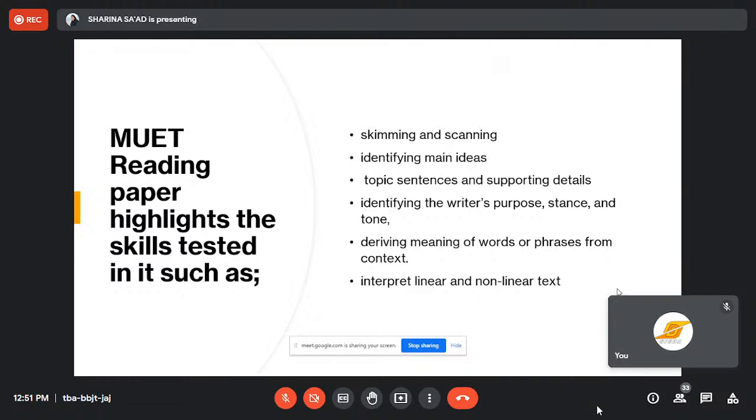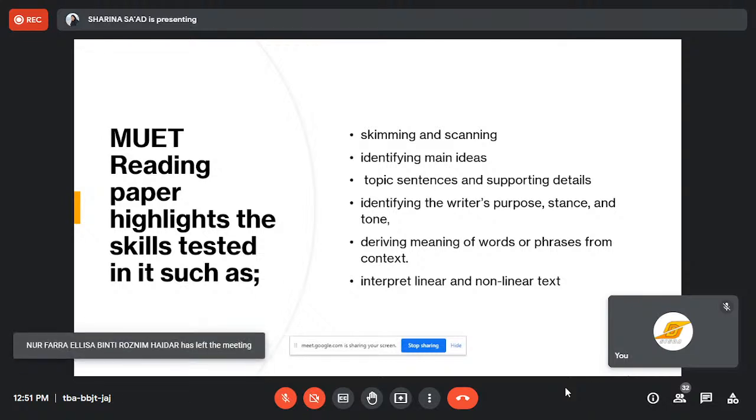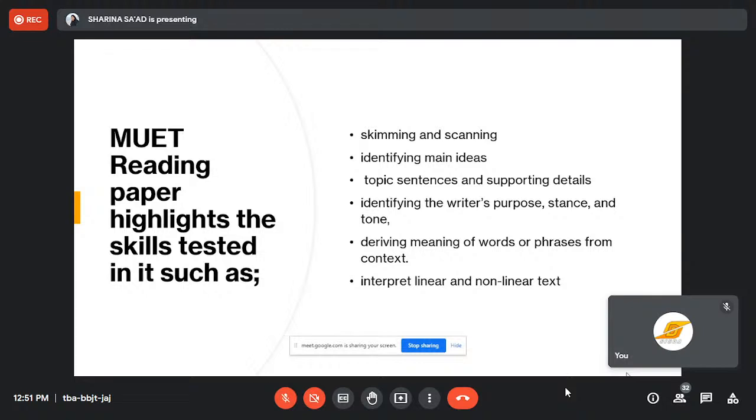Skimming is for you to look for the important points, the main ideas. Scanning is for you to look for the details of the information. Skimming for the main ideas, scanning for the details. Then you should be able to identify the main ideas. For example, you read the paragraph, you have to know the topic sentence. If the topic sentence is not stated, you have to read and then ask yourself, what is the paragraph about? When you get the answer to what the paragraph is about, that is actually the main idea of that particular paragraph.